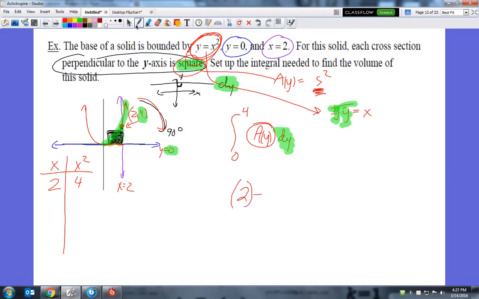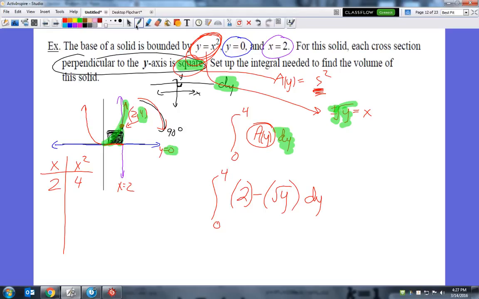Okay, minus the bottom function in terms of y, which is going to be the square root of y, and it's the positive one. And we're going to do a dy right here. So the top is 2 minus the square root of y, the bottom one, and it's going to be from 0 to 4. Okay, so from there, you can put it into your calculator.